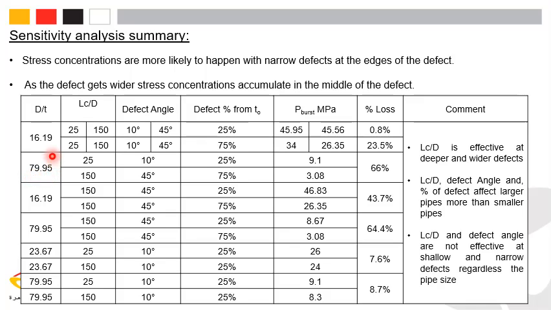Also, if we used the same parameters with a larger pipe, which has a diameter to thickness of 79.95, we found the percent of loss is around 66%, which means that the length of corrosion to diameter and defect angle are more effective at larger pipes than smaller pipes. And from the other cases, we can conclude that the length of corrosion to diameter and defect angle are not effective at shallow and narrow defects, regardless of the pipe size, since the loss is 7.6% and here it is 8.7%.